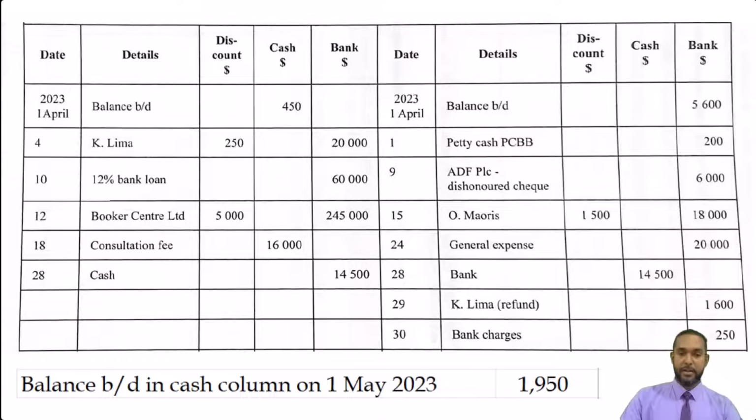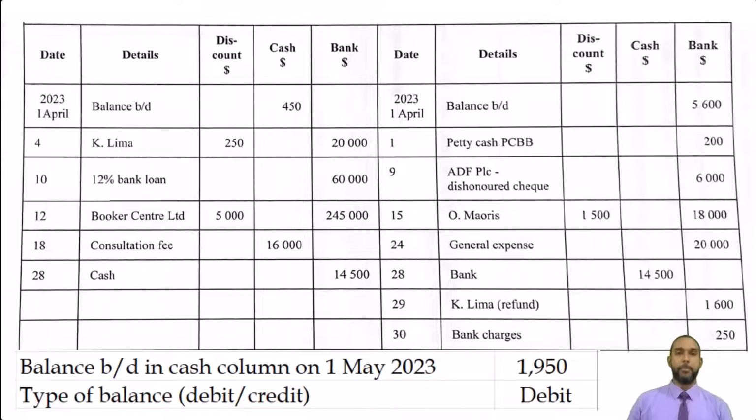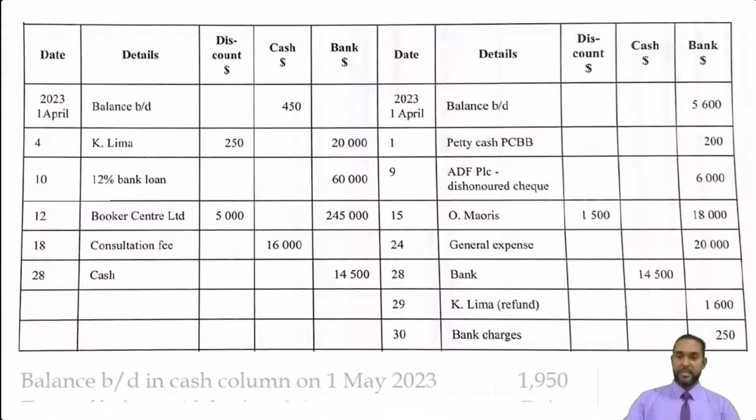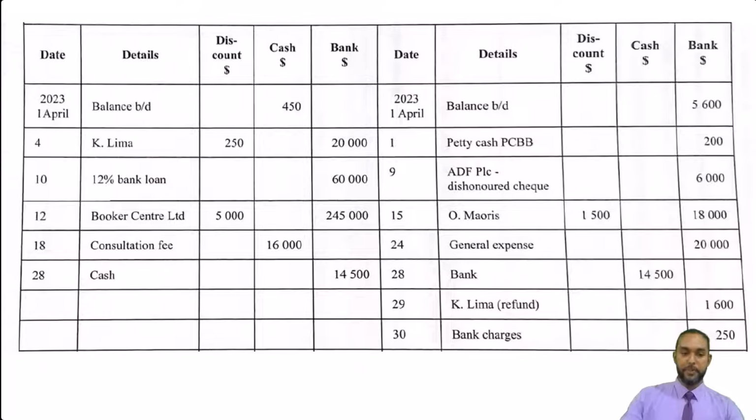Then the type of balance, well, that's a debit balance because you had more money on the debit side than the credit side, more money coming in than going out. So that's a debit balance. Right? And of course, the next thing they want is the balance brought down in the bank column at the start of May 2023. Right. So the process is the same. You're going to add up all of the debit items in the bank column. 20 and 60 is 80. 80 plus 245 is 325.